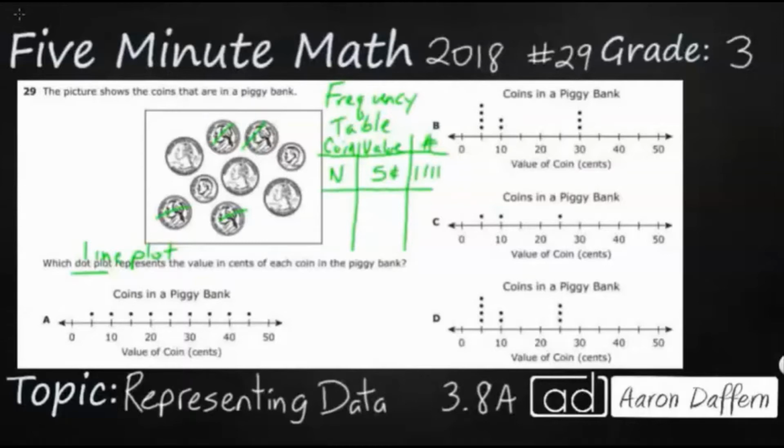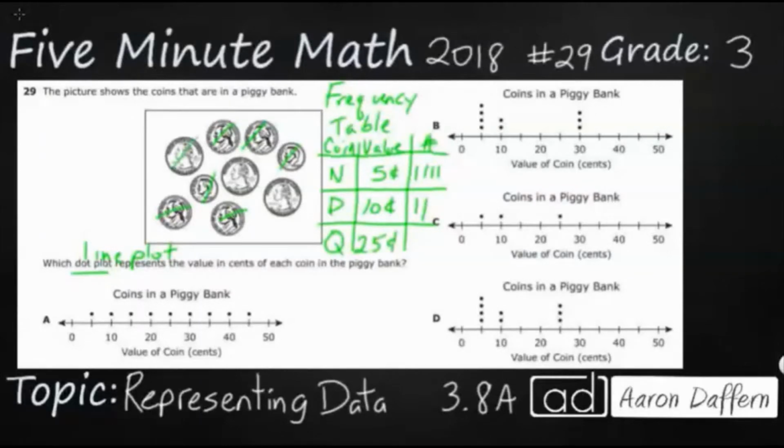Next, I see dimes. We know those are worth 10 cents. Let's see how many I have. 1, 2. All right. Then finally quarter. So this is going to be a lot easier for me to read when I'm trying to figure out these dot plots.